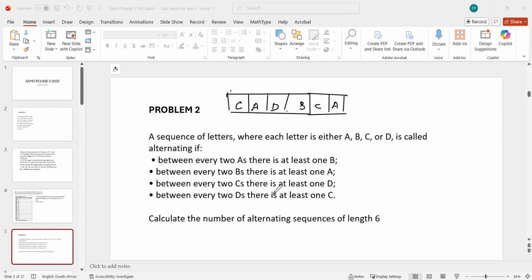Okay, now the question is calculate the number of alternating sequences of length 6. Yeah, I already anticipated that the length is going to be 6 here. And this is an example of such an arrangement. Okay. So now the question is, how do you count this? How many are there?